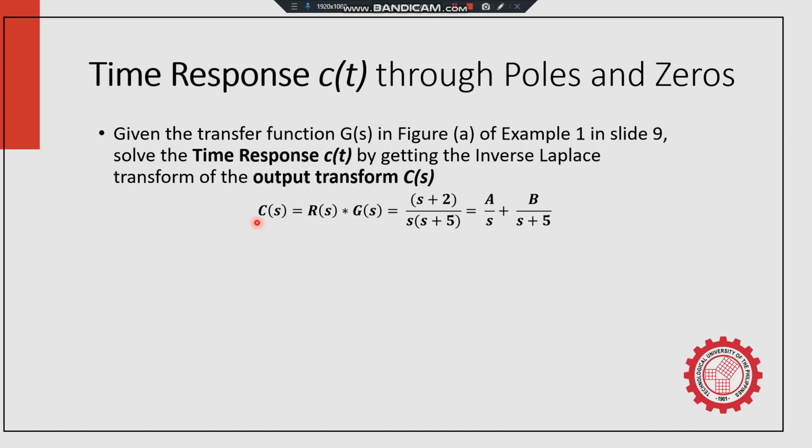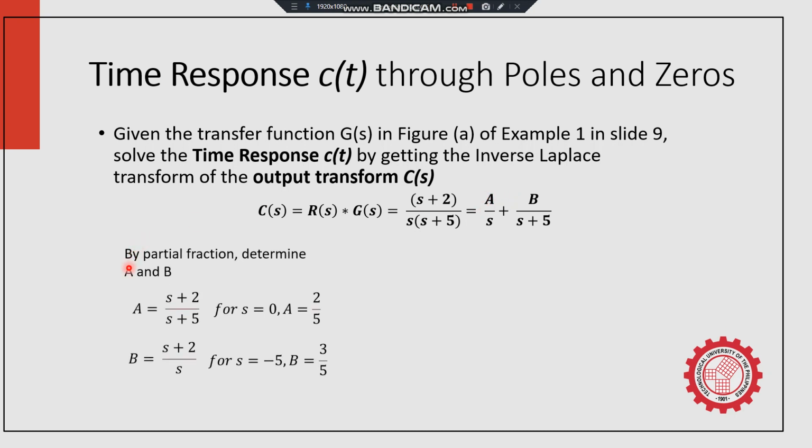And we know already that C(s) is equal to R(s) times G(s). So we're going to have this equation. So by partial fraction solution, we need to identify the A and B. So once more, solving by partial fraction equation. From this equation, if we multiply the whole equation by s, then we are going to reduce this equation into this, A is equal to (s plus 2) over (s plus 5).